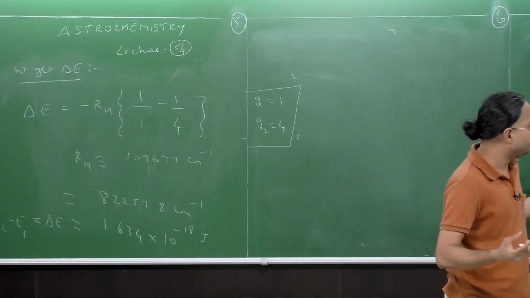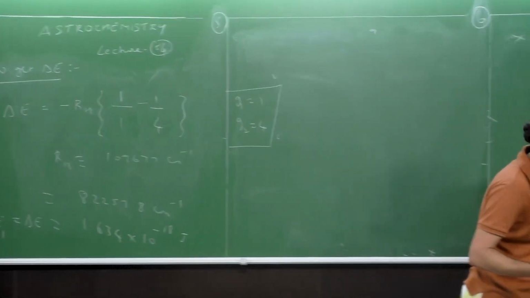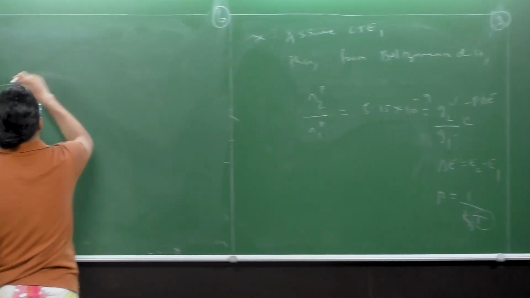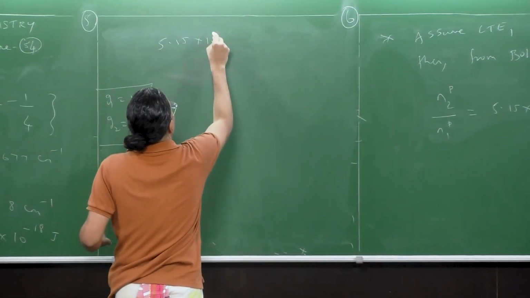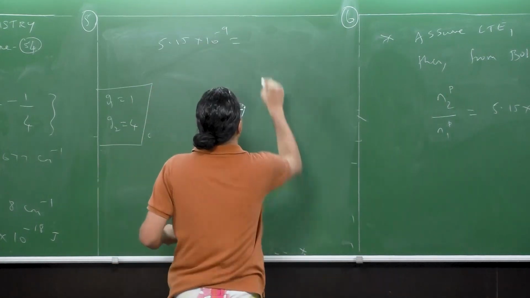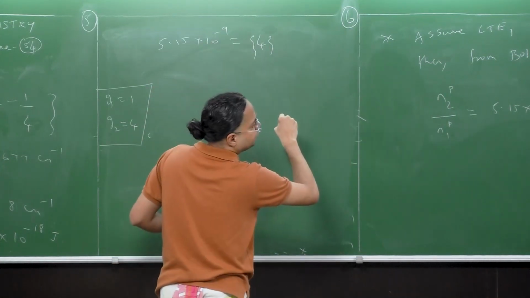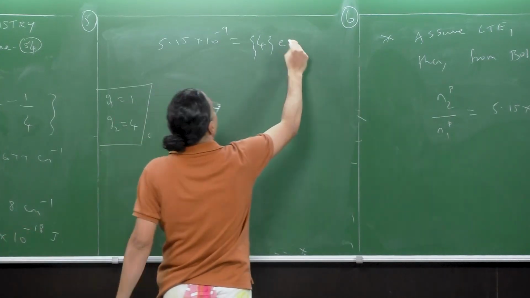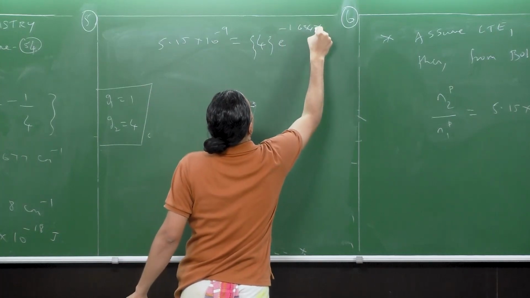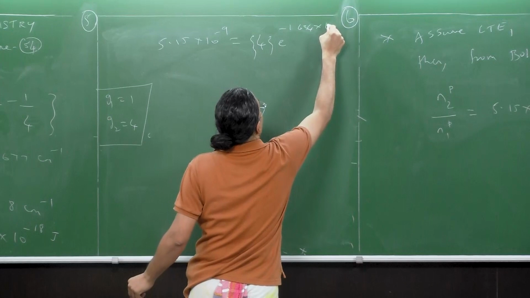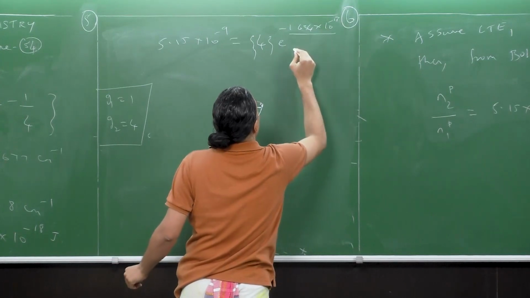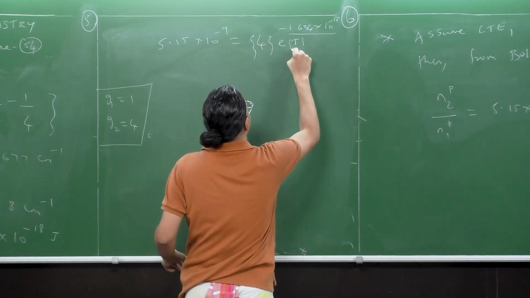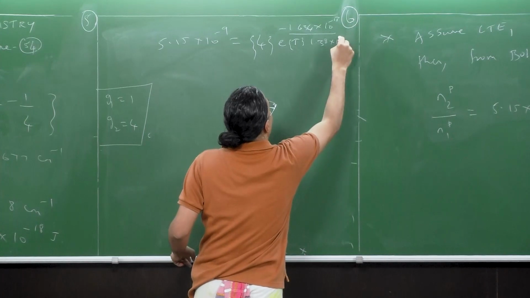Now all that is left to be done is to use this expression right here, the Boltzmann distribution. My 5.15 into 10 to the power minus 9 is equal to 4 times e to the power minus delta E, that is minus 1.634 into 10 to the power minus 18, divided by T times the Boltzmann constant. The Boltzmann constant is roughly 1.38 into 10 to the power minus 23.